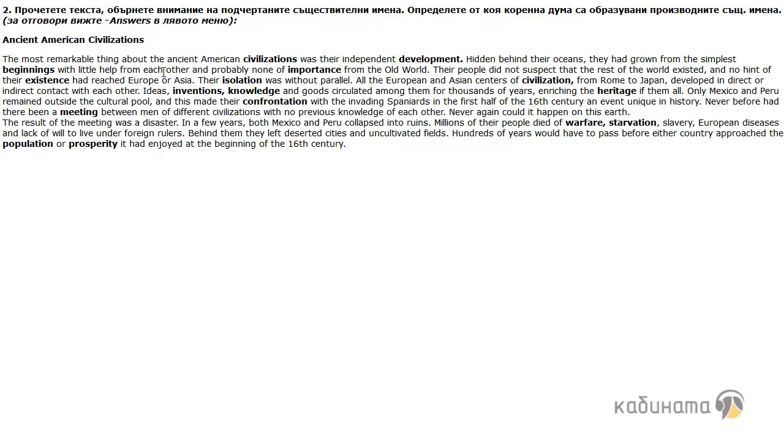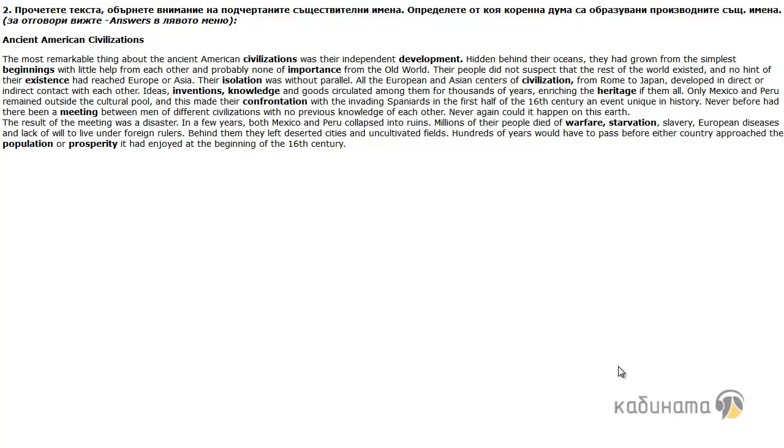The result of the meeting was a disaster. In a few years, both Mexico and Peru collapsed into ruins. Millions of their people died of warfare and starvation, slavery, European diseases, and lack of will to live under foreign rulers. Behind them, they left deserted cities and uncultivated fields. Hundreds of years would have to pass before either country approached the population or prosperity it had enjoyed at the beginning of the 16th century.